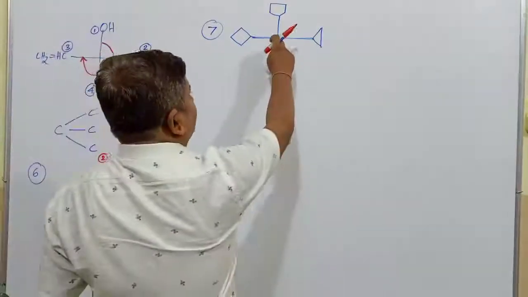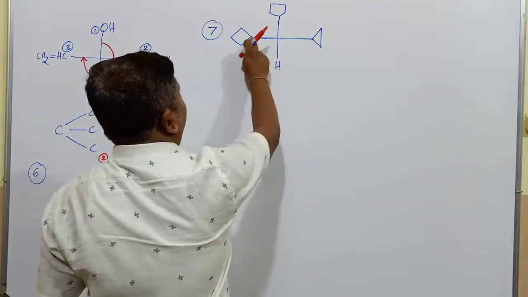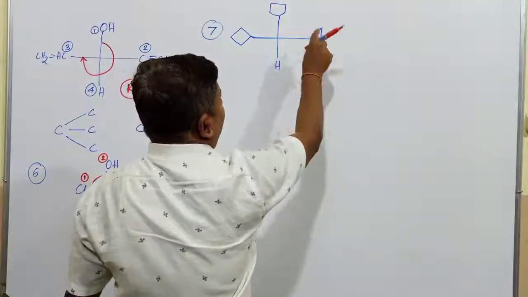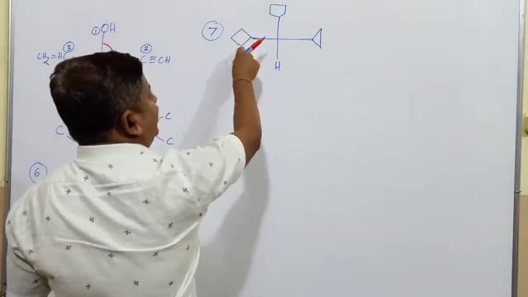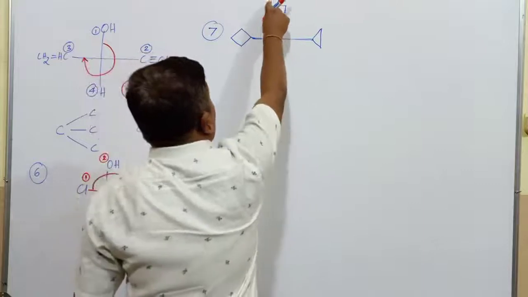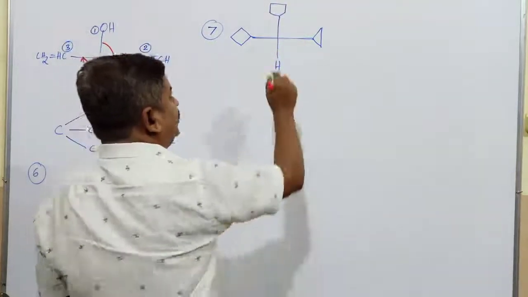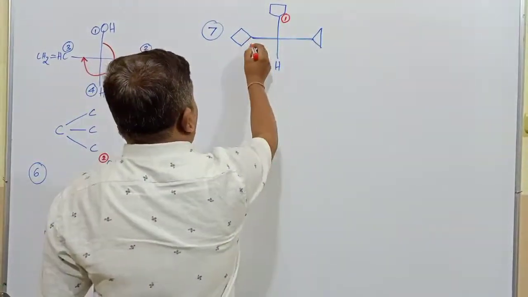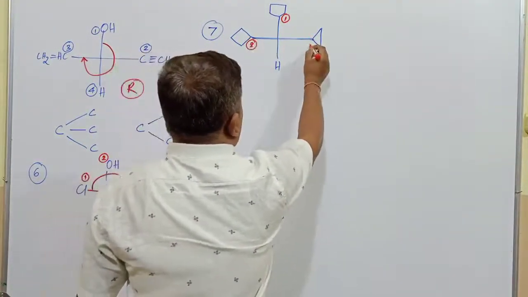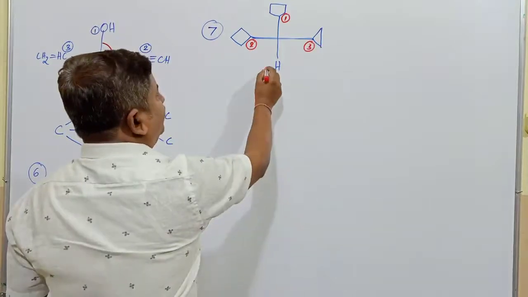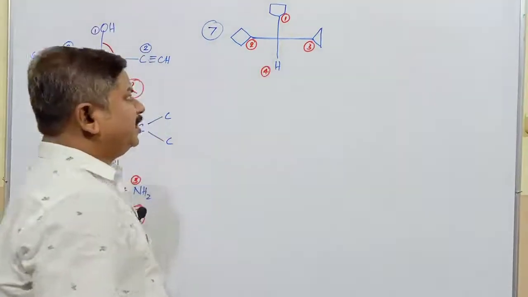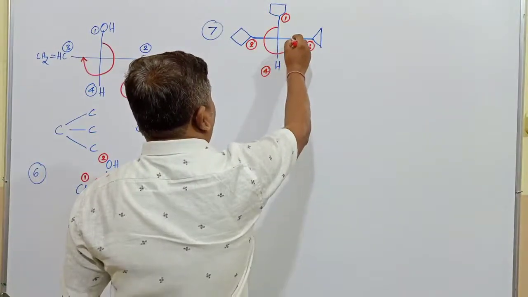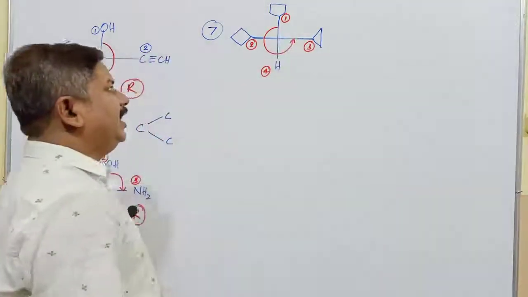Now here it is attached to a carbon atom, here also carbon, here also carbon. But here it is attached to 2 other carbon atoms, this one is attached to 3 other carbon atoms, and this one is attached to 4 other different carbon atoms. So naturally, this particular group is going to be of highest priority, second priority goes to this one, third priority goes to this one, and fourth priority is no doubt hydrogen.